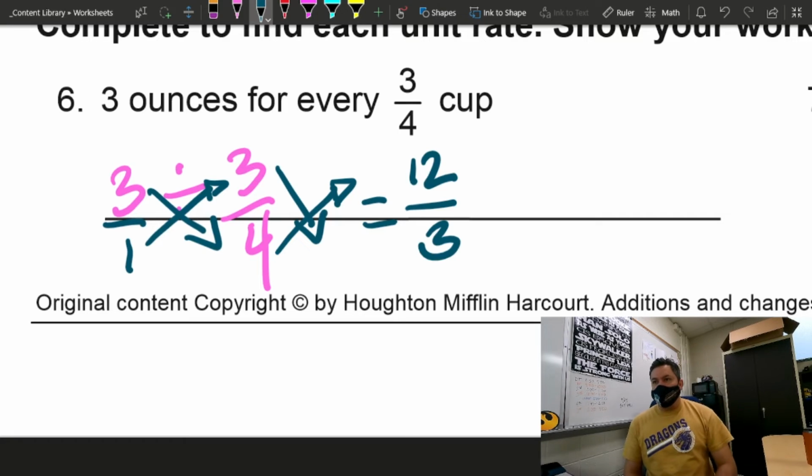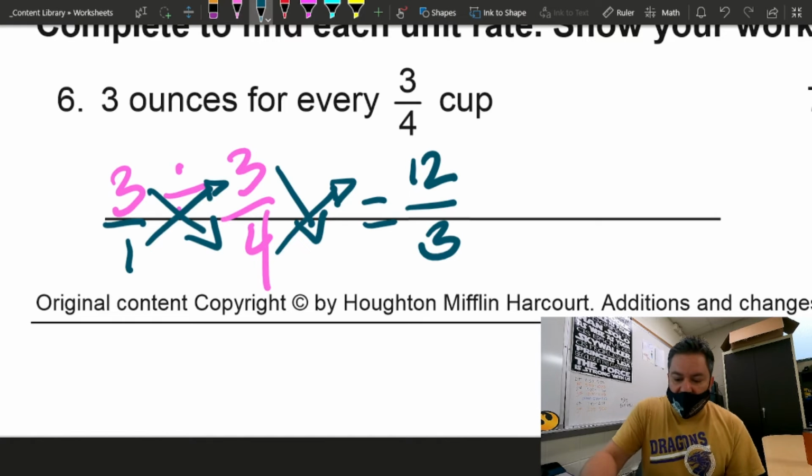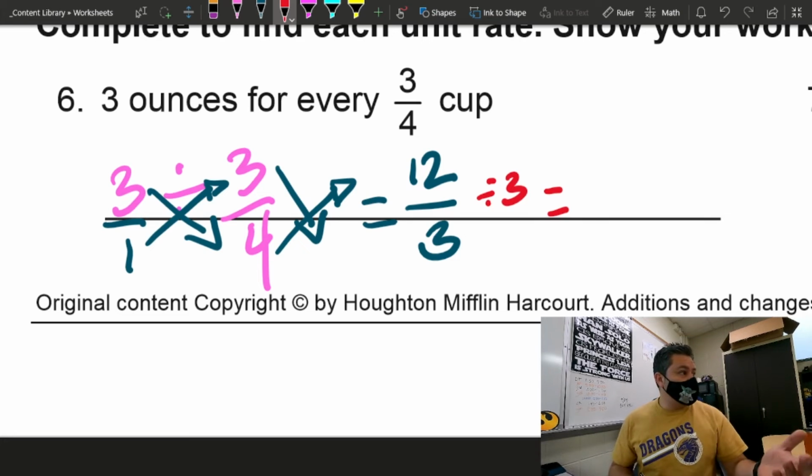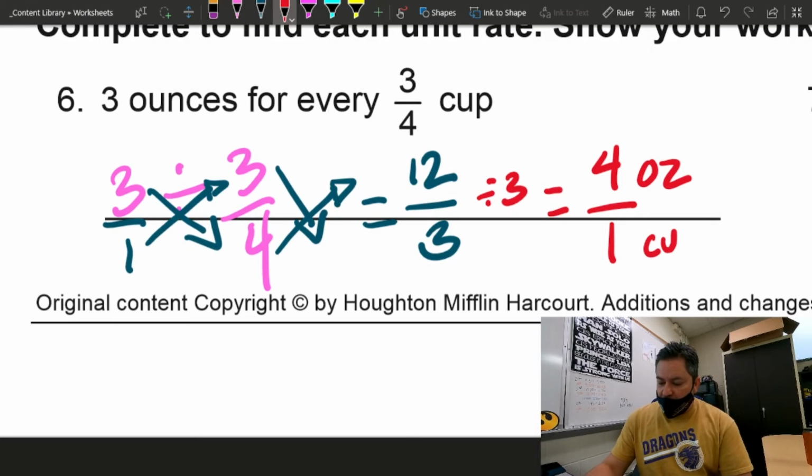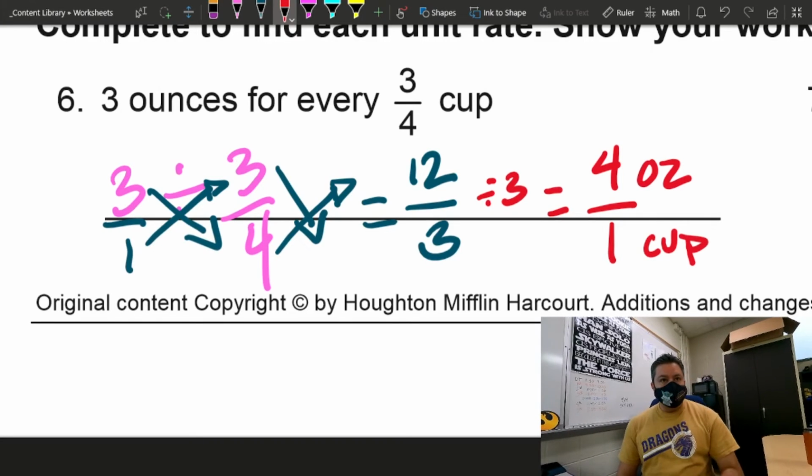So we have 12/3. Is my bottom 1? No, it's not. So that I have a mixed number, I mean improper fraction. So I have to simplify it. So can I go ahead and divide this by 3? Both of them are divisible by 3, right? 12 divided by 3 gives me 4. And 3 divided by 3 is 1. So 4 ounces for every cup. And that's it. It's that easy.